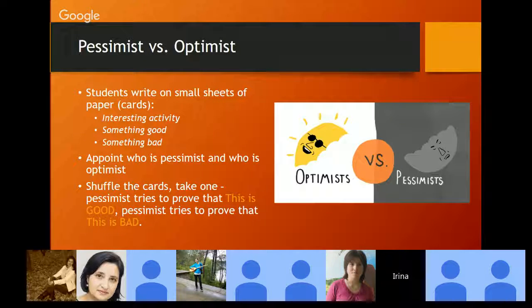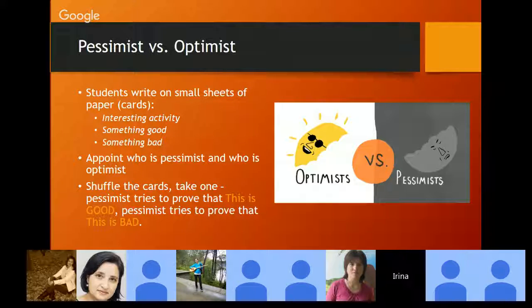Something bad, like alcohol. Then you collect all the cards from all the students in the class. Appoint who is pessimist or who is optimist. You can do it just by randomly drawing their names and saying, Andrew is pessimist, next name is Mary, she is optimist. Shuffle the cards, take one card and show to them. Is it an activity, is it something good, or is it something bad? For example, that was alcohol, something bad.